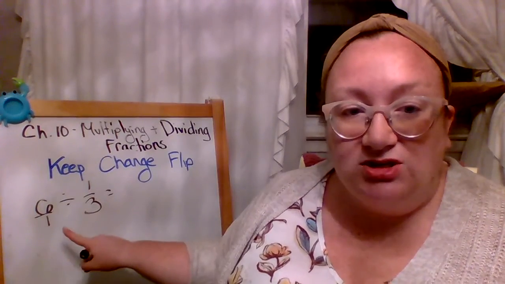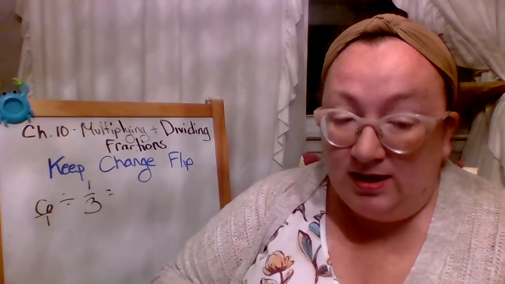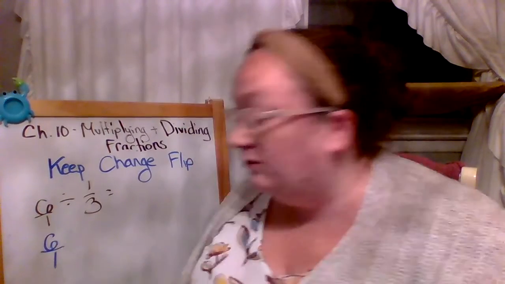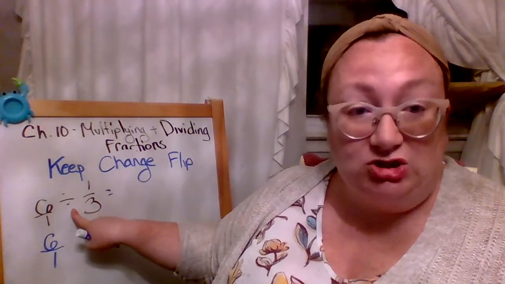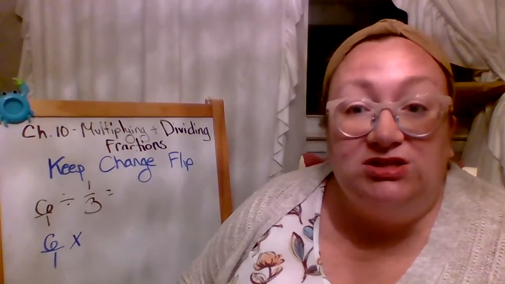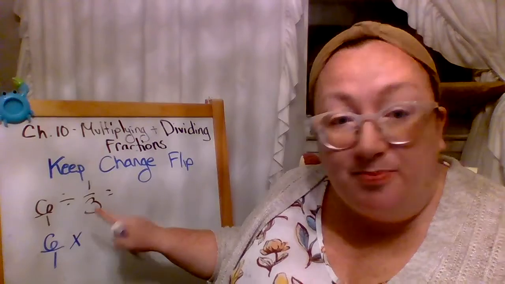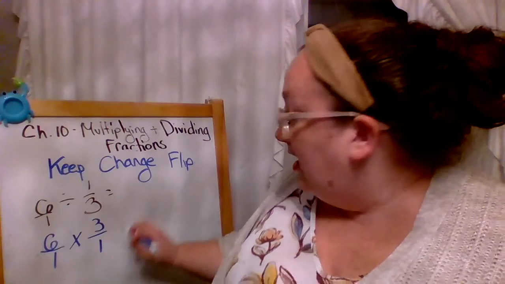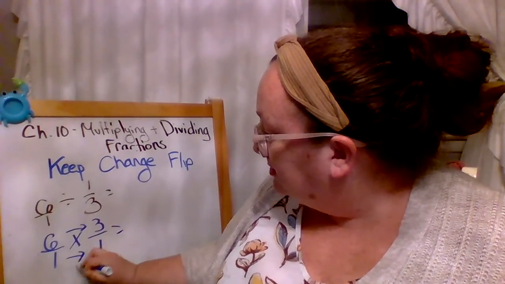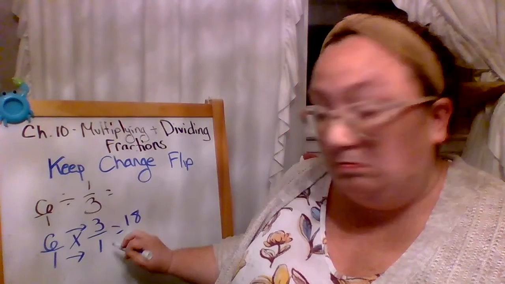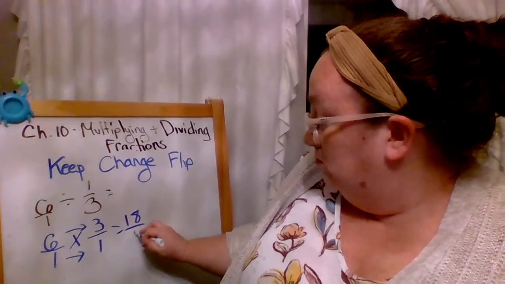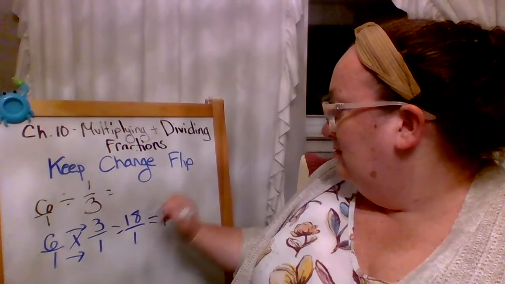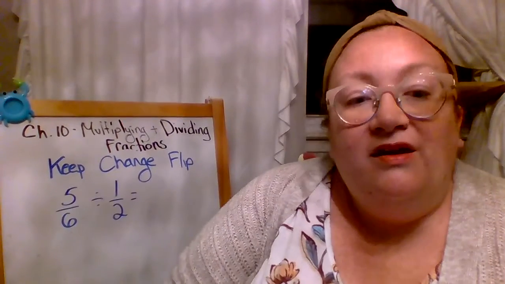So first things first, I'm going to keep. Not touching that one. So 6 over 1 stays 6 over 1. I'm going to change to a multiplication symbol. And then I'm going to flip. So the 3 is now on top. The 1 is on the bottom. And I'm just going to multiply across. So 6 times 3 is 18. And 1 times 1 is 1. And 18 divided by 1, you guessed it, 18.